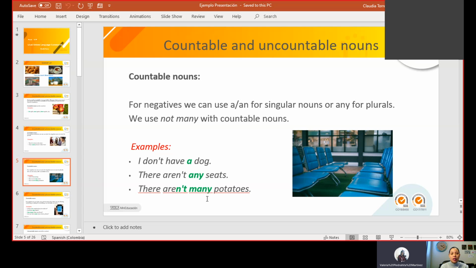There aren't many, right? So now I want to ask you to give me one sentence, one example using negative form, whatever you want. With the uncountables or with countables? With countables, because now we're talking only about countables with these rules. Okay.